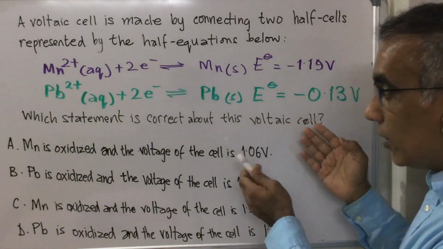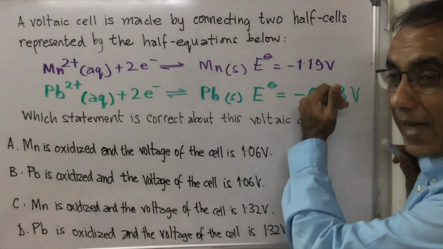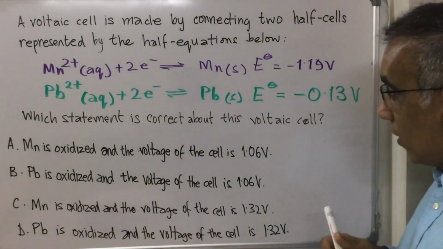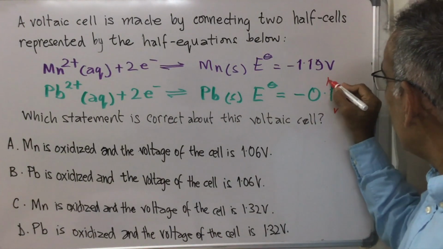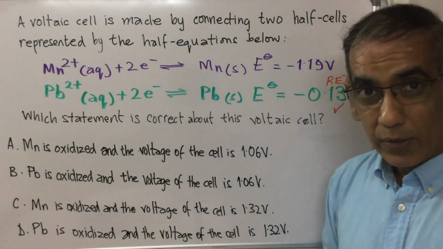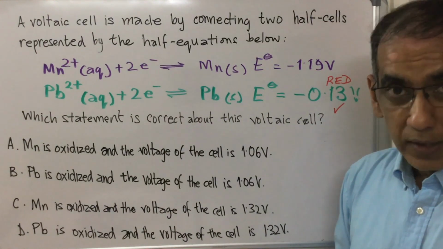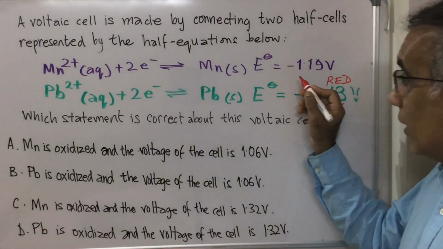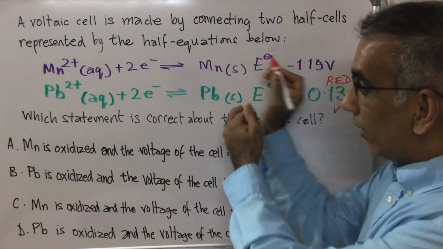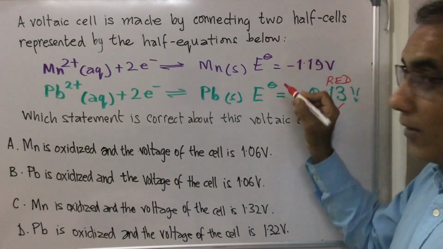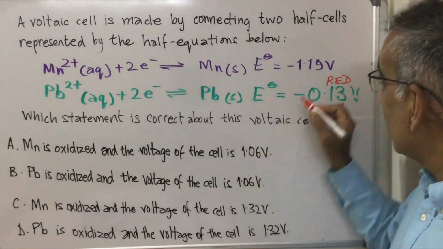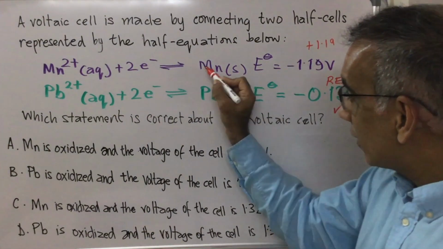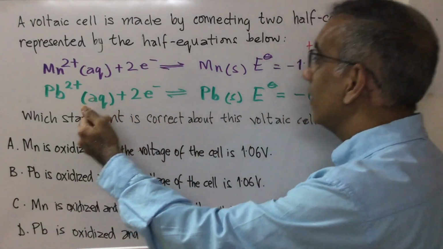So looking at these two, the green one for lead has a higher value, a more positive value than negative 1.19. So lead is going to be having reduction. Lead is going to be the cathode, which is where you have reduction always, whether it's a voltaic cell or an electrolytic cell. And at the anode, you are going to have oxidation. Manganese solid is going to be going this way, and the oxidation potential for manganese is going to be positive 1.19, because you'll be following the reaction this way, and lead is going to be going this way.